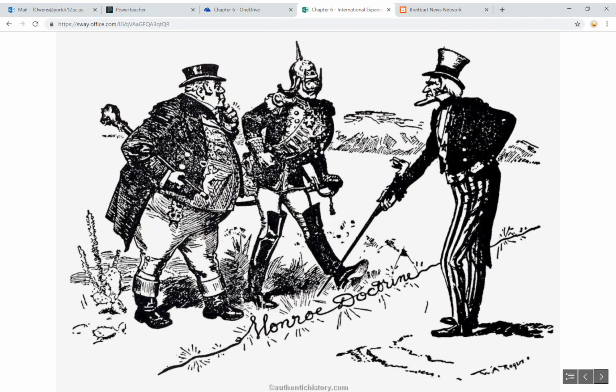Here's another way of looking at it. This is the line drawn in the sand. And again, that pointy helmet is Germany. And this is going to be another European nation, possibly Britain. But the Monroe Doctrine is that line in the sand, and we are telling Europe, you may not step across this.